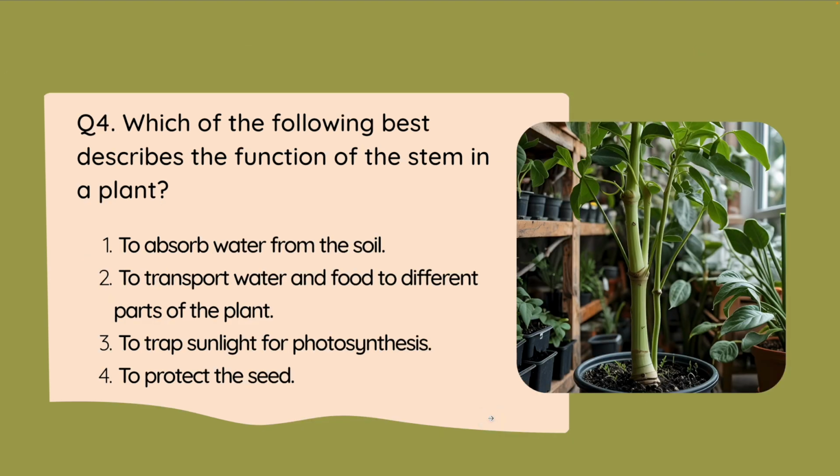Question 4. Which of the following best describes the function of the stem in a plant? 1. To absorb water from the soil. 2. To transport water and food to different parts of the plant. 3. To trap sunlight for photosynthesis. 4. To protect the seed.